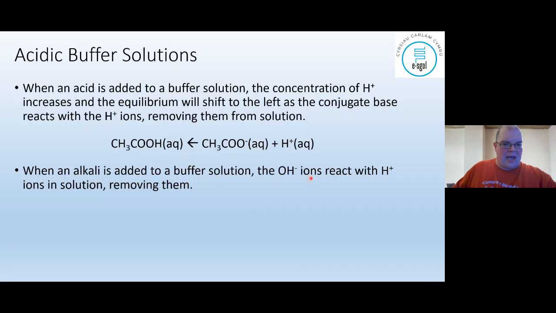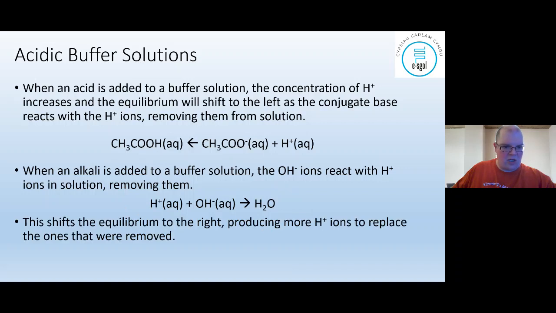When you add an alkali, the OH minus reacts with the H plus ions in solution and it removes them, and forms water in the classic neutralization equation. Then this shifts the equilibrium to the right, producing more H plus ions to replace the ones that were removed. So your ethanoic acid will then dissociate a bit more and release more H plus.